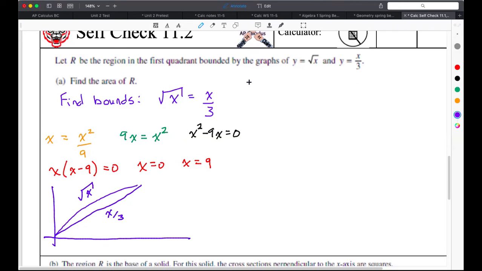So here we go, setting up our integral. Let's do a little wavy line over here. So this is going to be the integral between 0 and 9, those bounds we found over here. And it's going to be top minus bottom, so square root of x minus x over 3, all that stuff, dx.